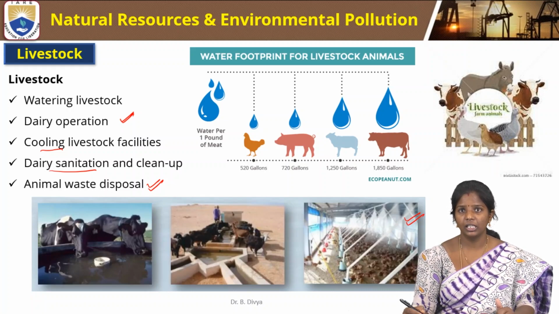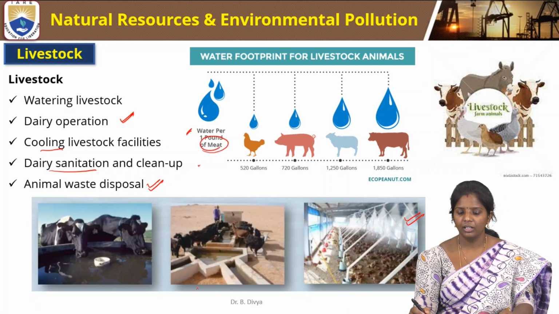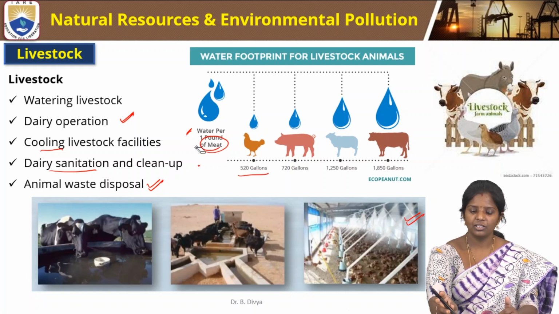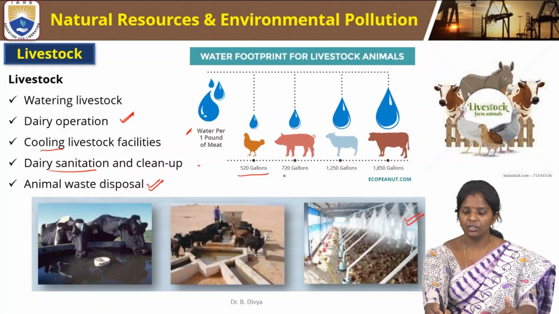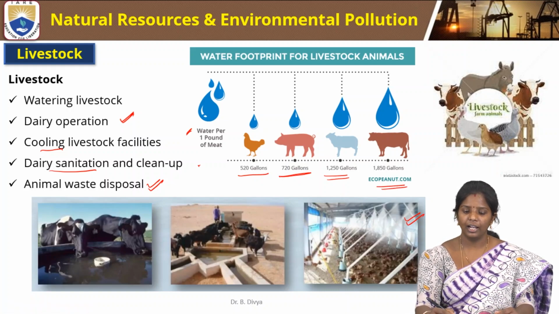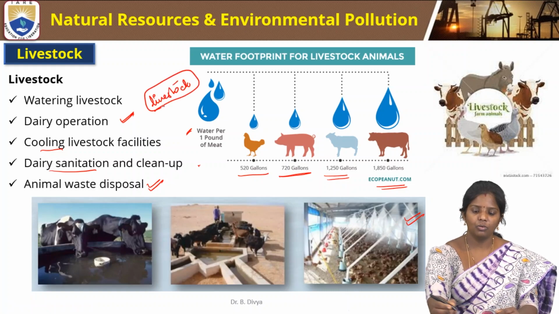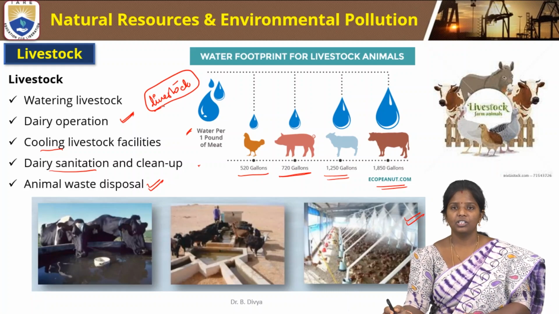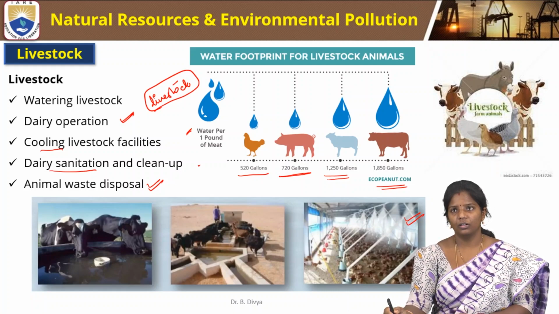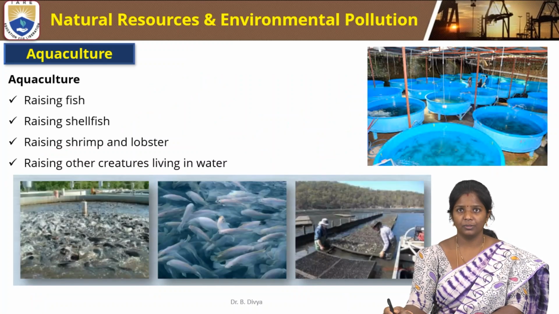For example, per pound of meat, we need to use about 520 gallons of water for production of chicken, and 720 for pork, and so on. So these are the large amounts of water that we use in livestock. Even the cleanup is counted, along with the daily operations, cleaning, sprinkling, cooling, and all. This is a huge amount of water that we use for livestock.